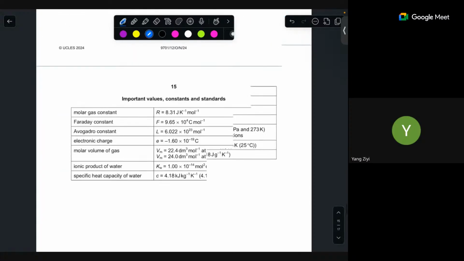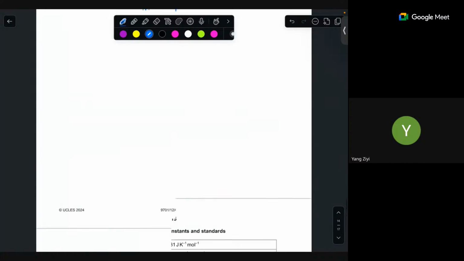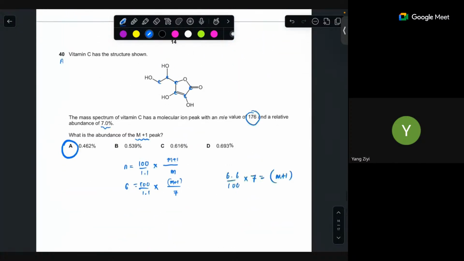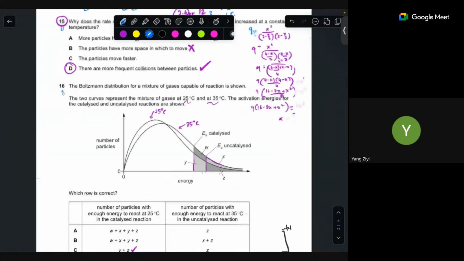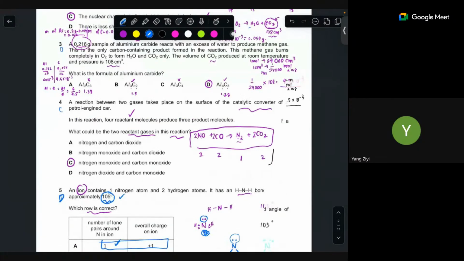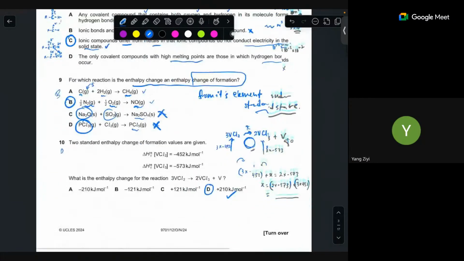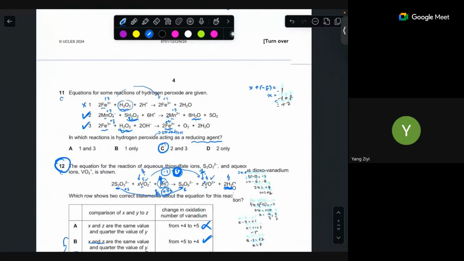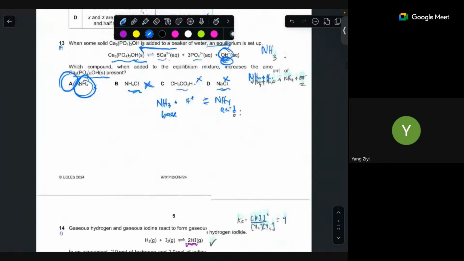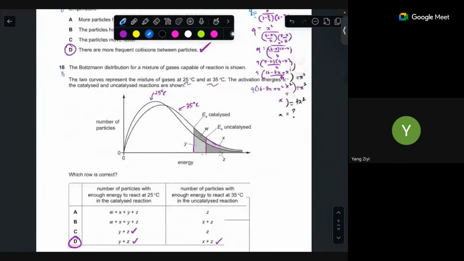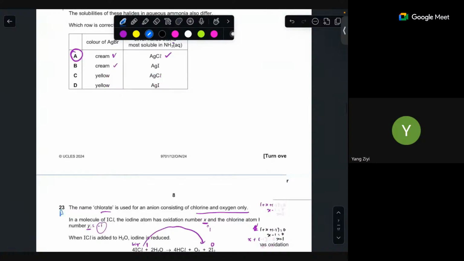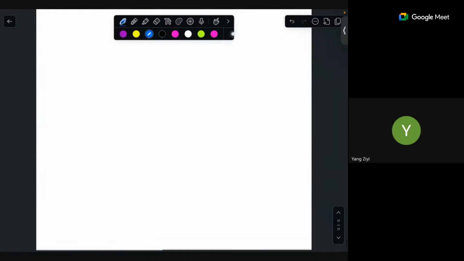Although I did take some time to discuss this, there are some questions that we need to revisit again. Let me check which questions we need to revisit. The questions that we are revisiting, maybe I'll just put them in the comments or in the class WhatsApp group, I will just tell you.